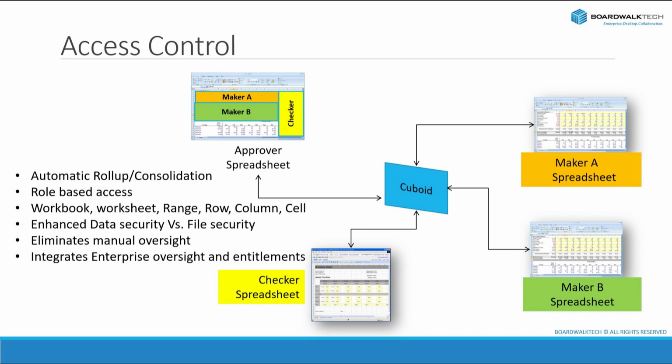The platform automatically consolidates Maker A's and Maker B's data for checker to see. Similarly, Maker A's, Maker B's and checker's data is consolidated for approvers to access. This eliminates the need to email spreadsheets and secures the data in a database for sharing. Since there are no spreadsheets being emailed, chances of spreadsheets accidentally reaching non-intended users are eliminated.